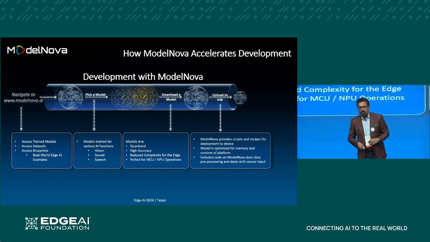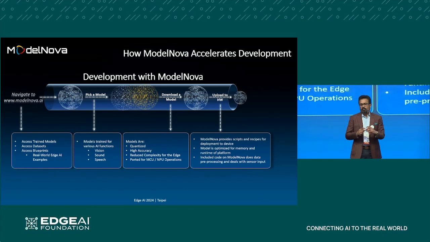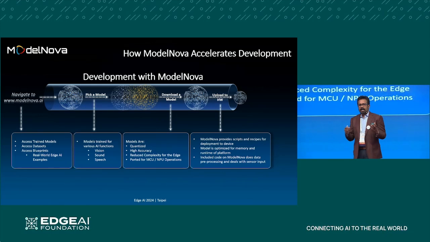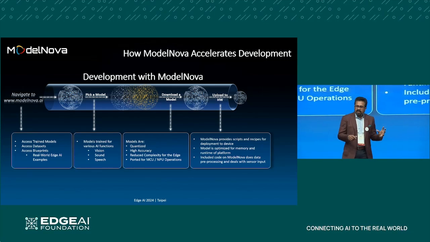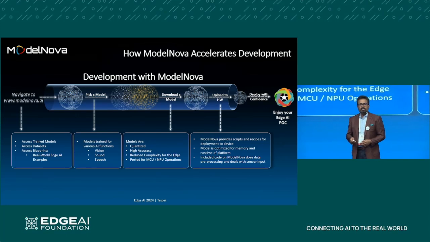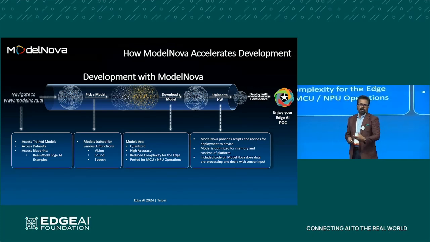So once you do that, we also give you steps for engineers especially, for students, for consultants, for professionals, for even anybody who wants to try this out. There are scripts. The model is already optimized for memory, so you don't have to worry about the embedded engineering that goes with it. And it also comes with pre-processing scripts that you can deploy quickly, and you download and deploy with confidence. And at that point in time, you already have your Edge AI solution available and good to go. So we take away a lot of the pain of MLOps.